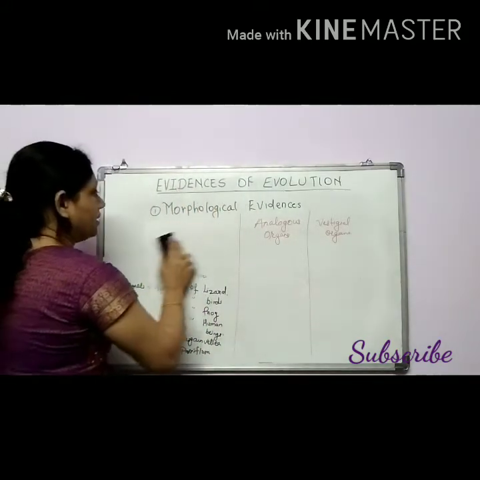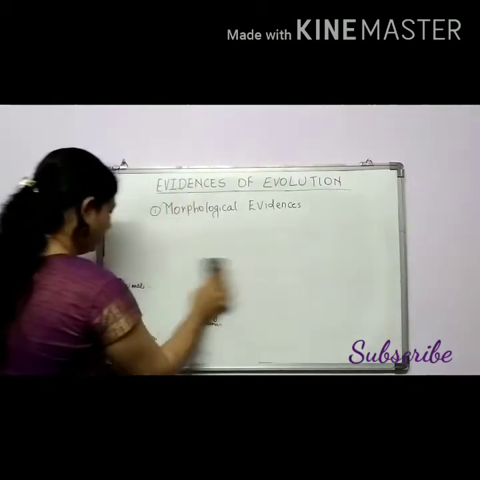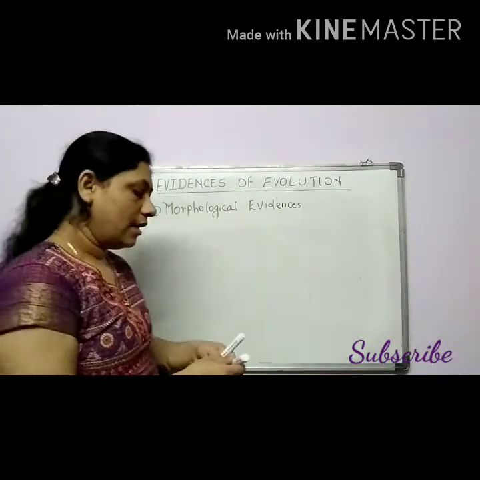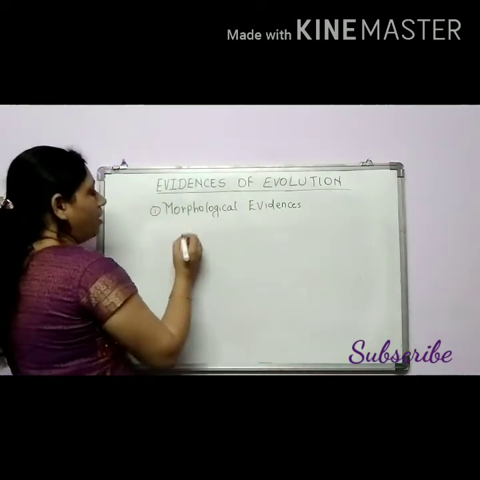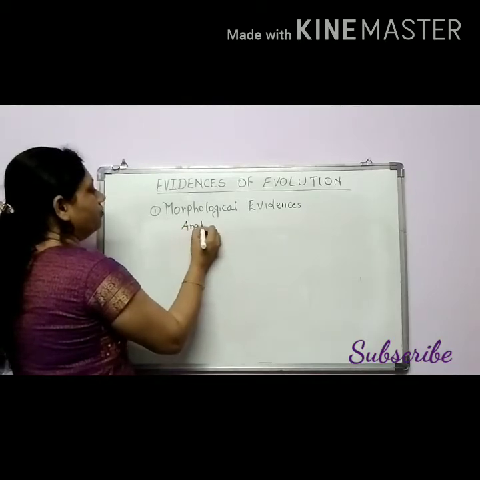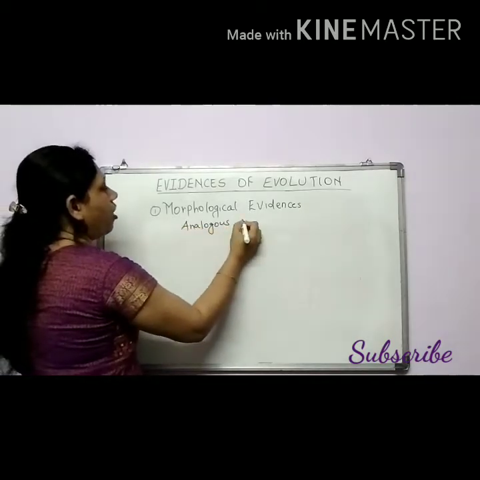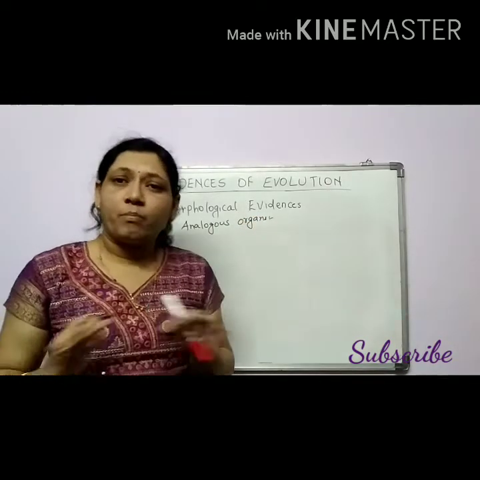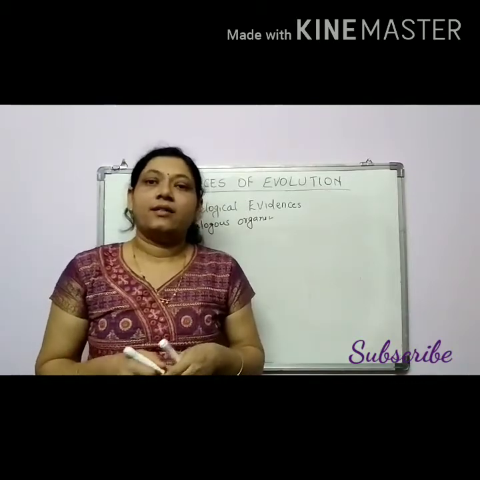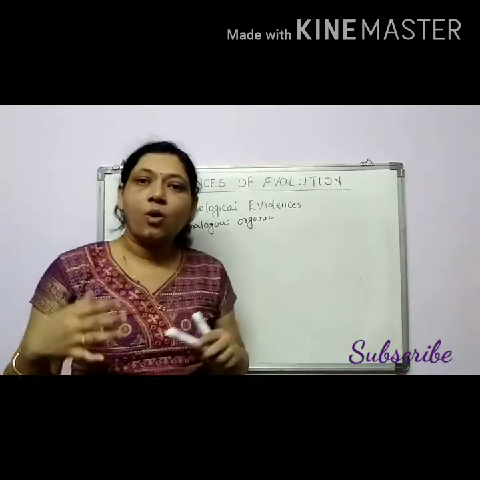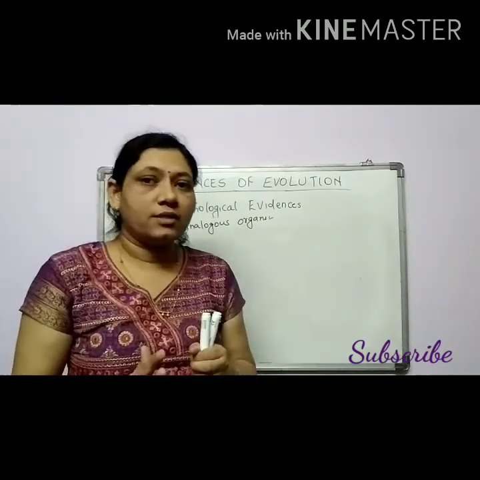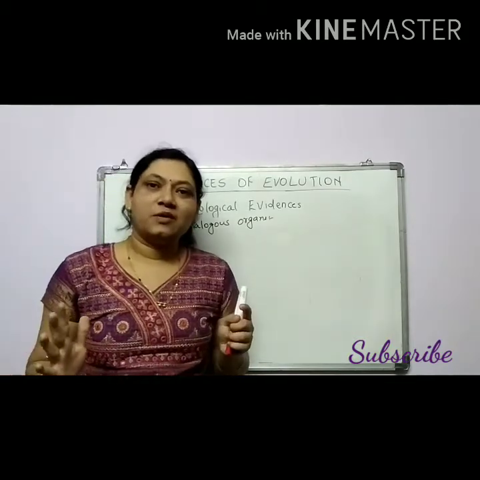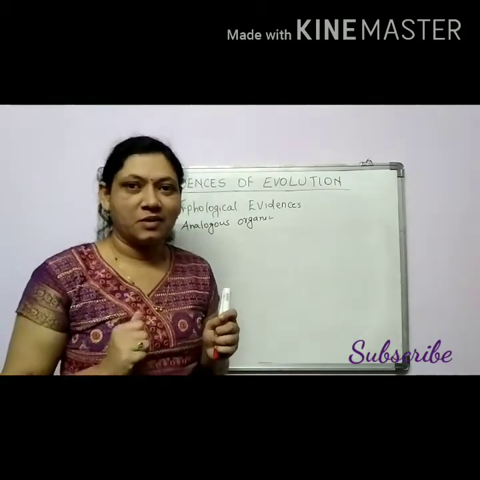Now, we will study analogous organs. I will write here more clearly. You will see this clearly. That's why I wrote. Analogous organs. It is totally opposite of homologous organs. Here, the structure and the origin is different. It's not the same, but their functions are the same. So, it's very interesting. Okay.